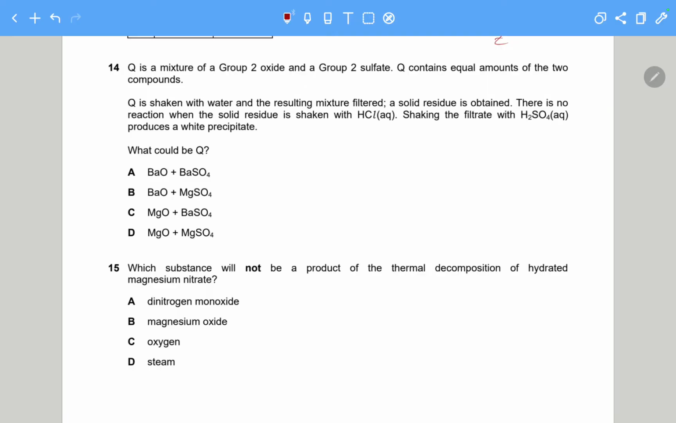There is no reaction when the solid residue is shaken with HCl. Shaking the filtrate with H2SO4 produces a white precipitate. So there is a lot of information in this question. So let's go through it slowly through each option.